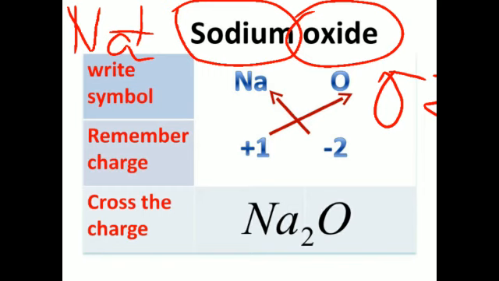Then we crisscross their charges. Like the oxygen charge will be written as the subscript of sodium, and the sodium charge will be written as the subscript of oxygen. Like oxygen is -2, so 2 will be written with sodium. And sodium is +1, and this 1 will be written with oxygen, as it is finally written Na2O, sodium oxide.